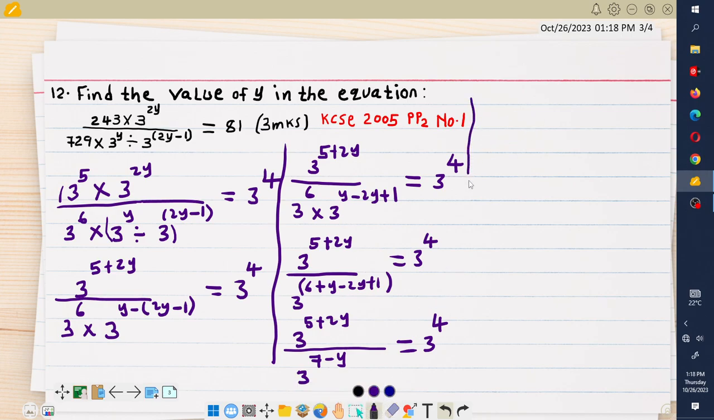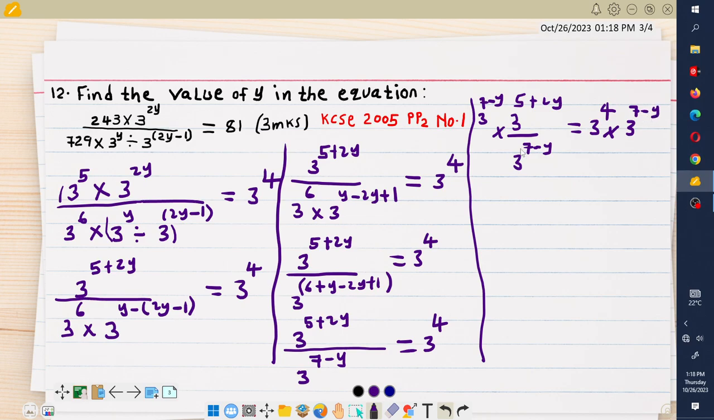So let me make a line here so that I can proceed with the working. So I'm multiplying both sides by 3 to the power of 7 minus y. So this will be 3 to the power of 5 plus 2y, then of course divided by 3 to the power of 7 minus y, then the whole thing is equal to 3 to the power of 4. So I multiply both sides with the denominator so that I eliminate the fractions. So I'll multiply by 3 to the power of 7 minus y. I also multiply this side by 3 to the power of 7 minus y. Of course these ones will cancel out, so that I remain with 3 to the power of 5 plus 2y. This will be equal to, when you multiply you have to add the powers, so this will be 3 to the power of 4 plus 7 minus y.